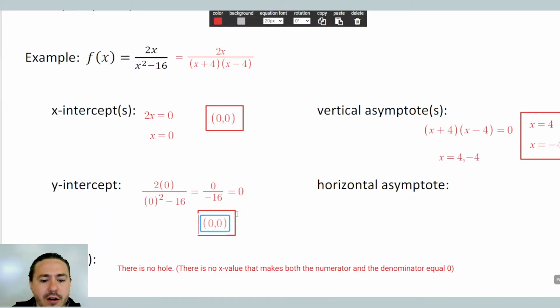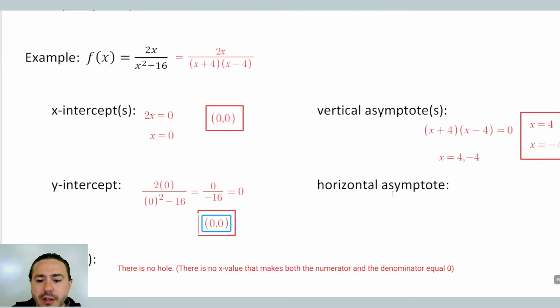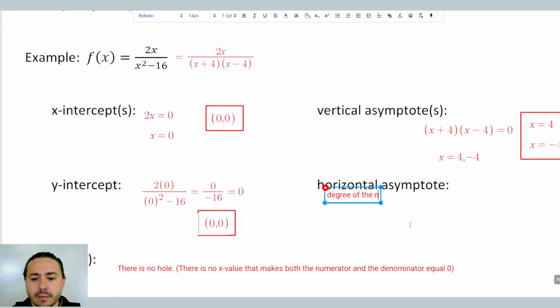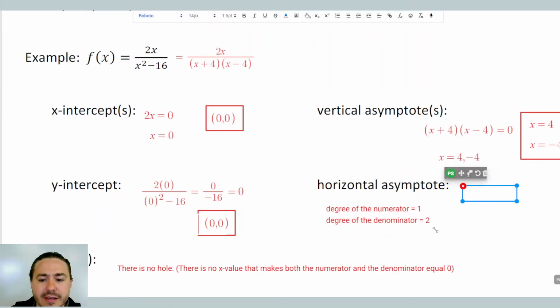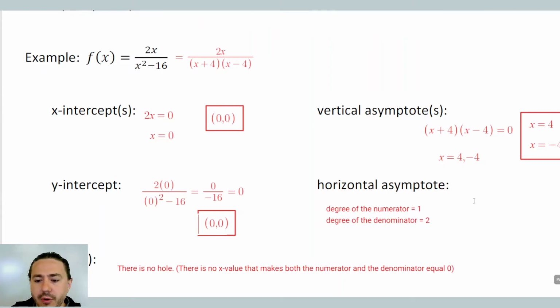Okay, so the horizontal asymptote. For the horizontal asymptote, we need to look at the degrees of the polynomials. The degree of the numerator is 1, because we just have 2x to the first power, and the degree of the denominator is 2. Because the degree of the denominator is bigger, this is just going to approach 0. So the horizontal asymptote is going to be y equals 0.